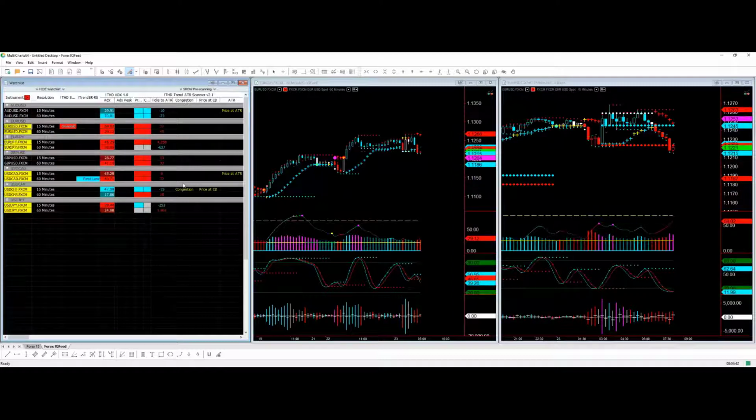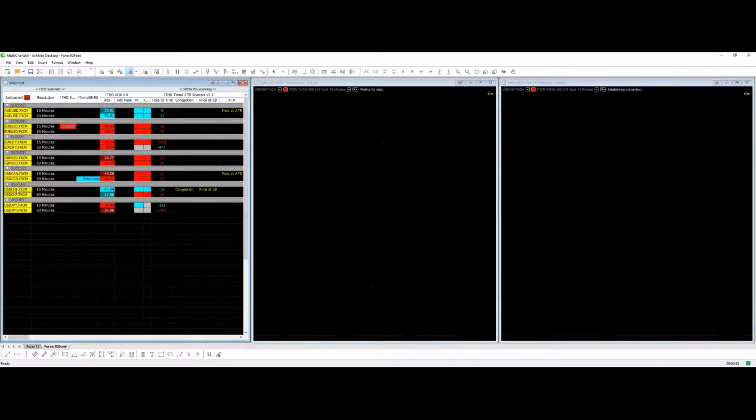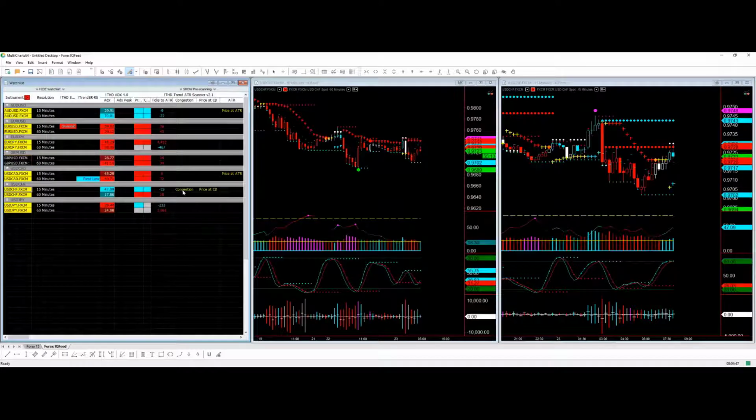If the market is in congestion, like for example, the USD Swiss franc is in congestion on the 15-minute chart, that means that we're getting these congestion dots with an ATR. In other words, this has just flipped the ATR, but it should come back and test the ATR, and it's going to test it to make sure that area actually supports price. Okay? If it doesn't, it will continue down.